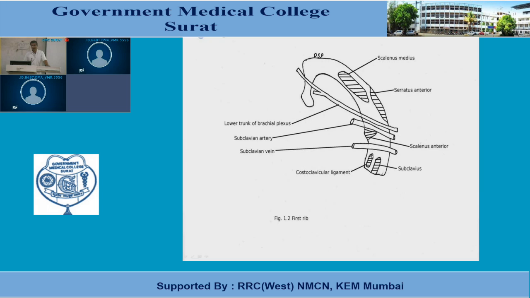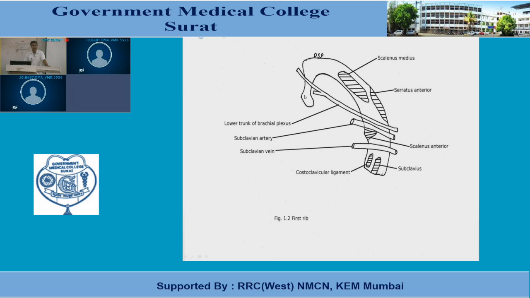Now the anterior part of this first rib shows attachment of one muscle, the subclavius muscle, and one ligament, the costoclavicular ligament. This is in relation with the upper surface of the first rib. It is an atypical rib. The inner margin of this first rib shows attachment of the suprapleural membrane.